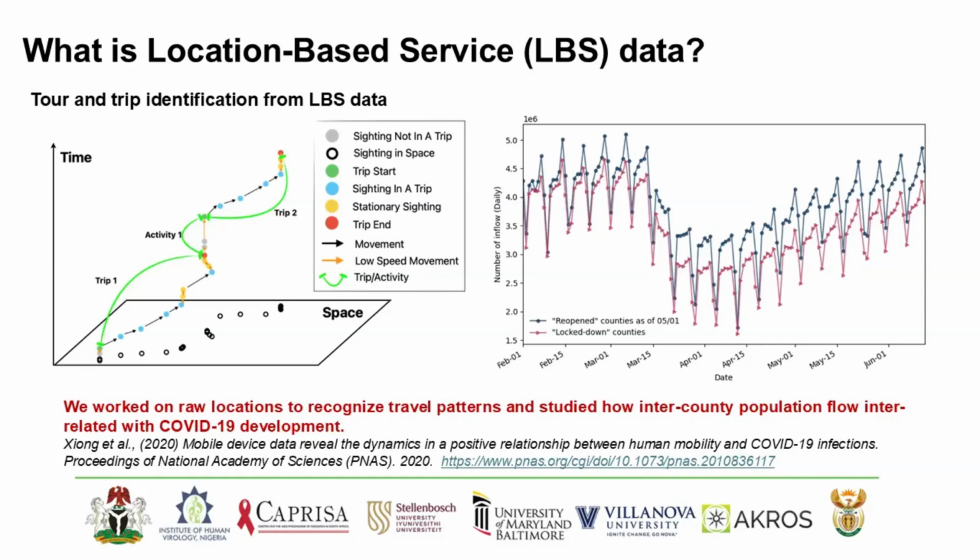On the right, the chart compares daily inflows between reopened and lockdown counties during COVID-19. We can clearly see that mobility decreased sharply during lockdowns and gradually increased after reopening.